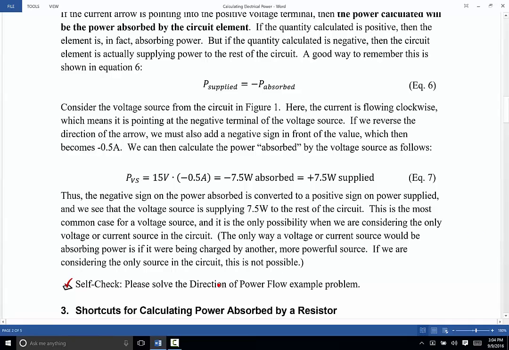So you now have enough information to solve the direction of power flow example. Once you get that one done, come back and we'll talk about a couple of really nice shortcuts for working with resistors.